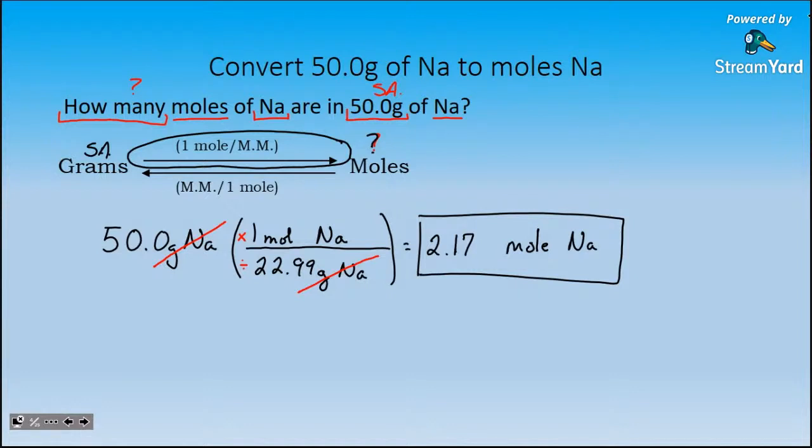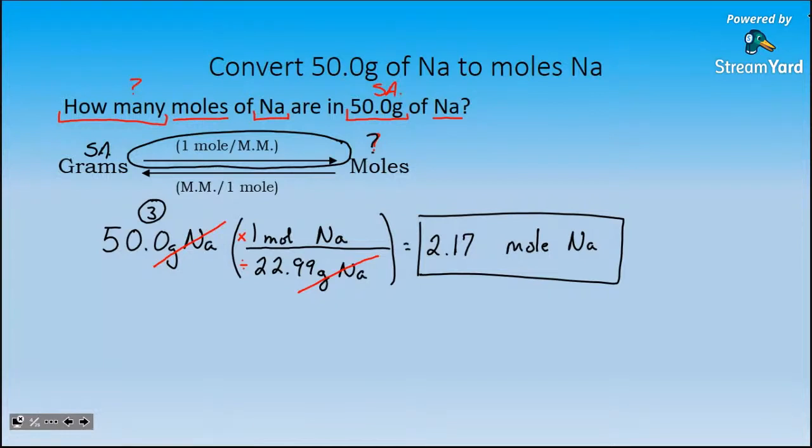The reason I round it to simply 2.17 is because my starting amount has 3 significant digits, which means my final answer needs 3 significant digits. So there is my calculation for moles of sodium.